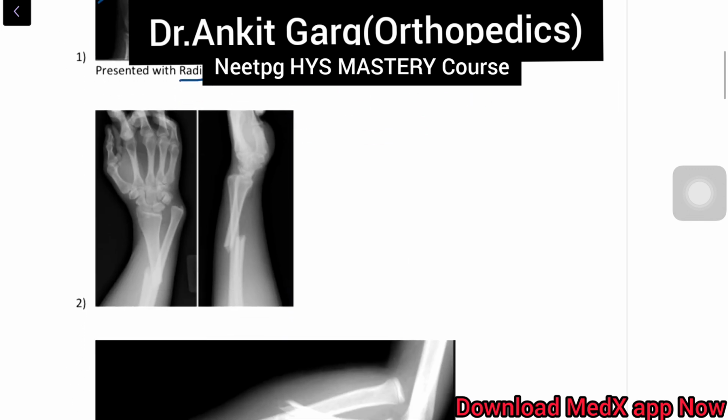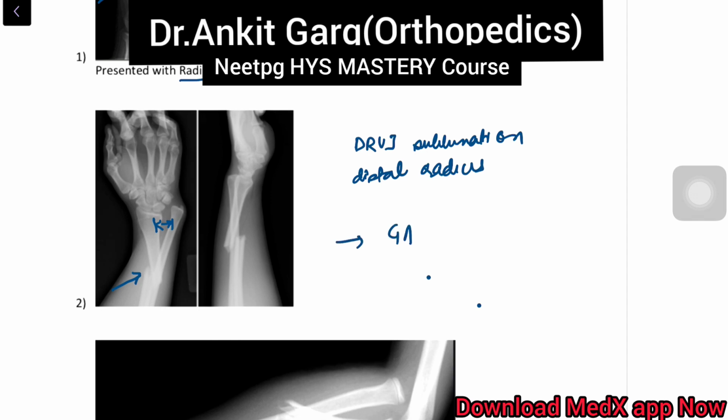Coming to the next case, we have a fracture of the distal third of the radius, as we can see here. Along with that, there is a significant gap in the distal radio-ulnar joint. So this significant gap explains that it has got a distal radio-ulnar joint subluxation. Any distal radius fracture with distal radio-ulnar joint subluxation is pointing towards a Galeazzi fracture.